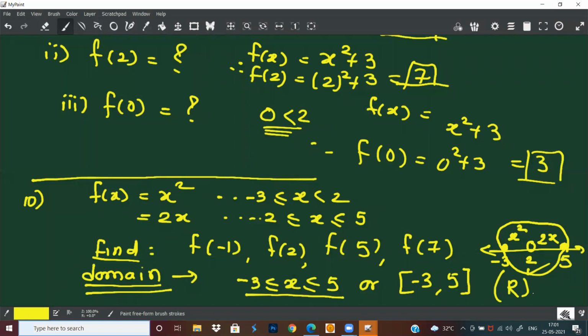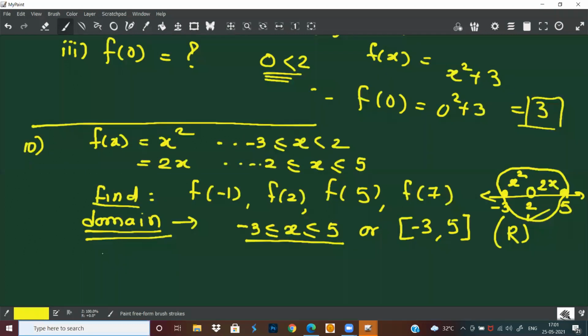Are you very clear? See, this is a conceptual chapter. You have to understand; solving sums is very easy. When will you be able to apply? Only if you know it from the core. Now if you ask me, it is very easy. So for f of -1, which function will you use? This one, correct? From -3 to 2, because it contains -1. So f of -1, your answer is 1.